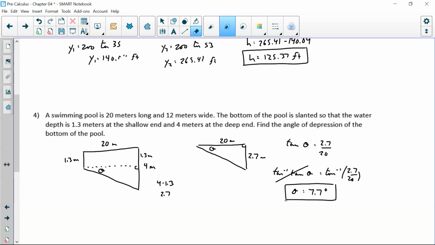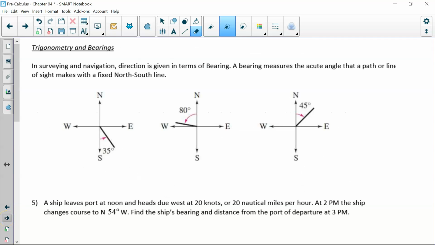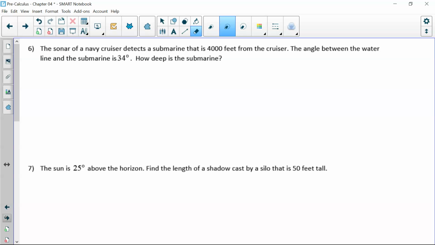We're going to skip the next page and go to problem number 6. The sonar of a Navy cruiser detects a submarine that is 4,000 feet from the cruiser. So here we are on the top of the ocean, and the sub is down here. The total distance, the direct distance, is about 4,000 feet away.